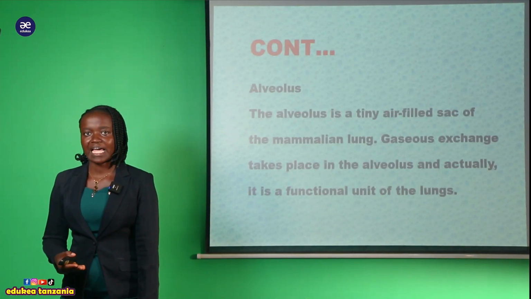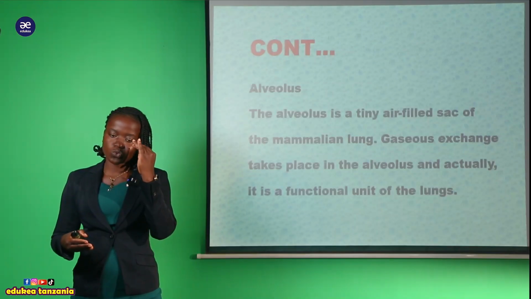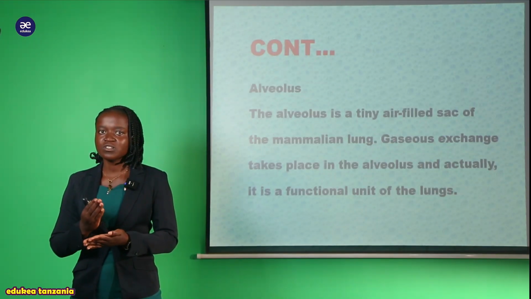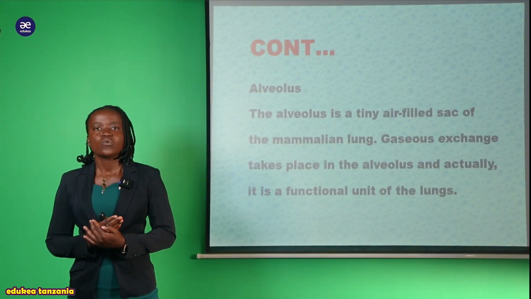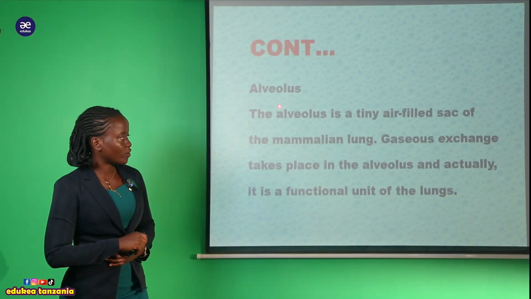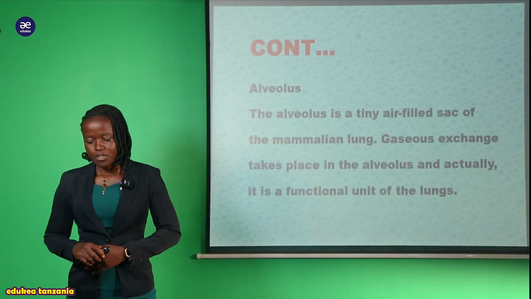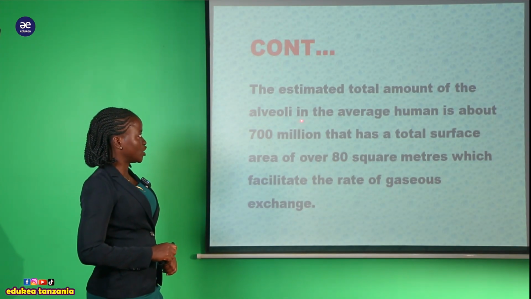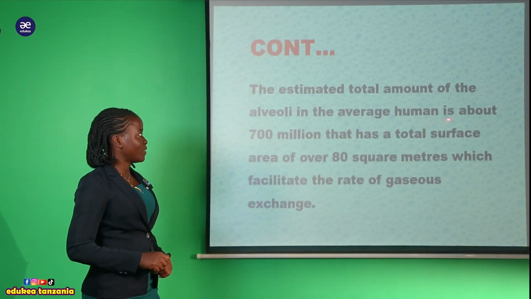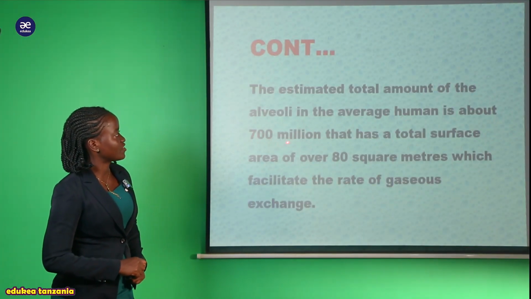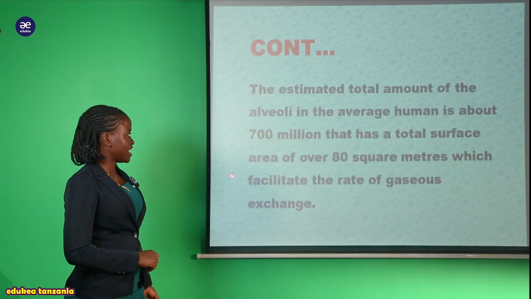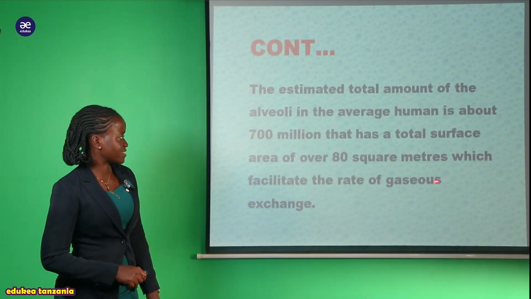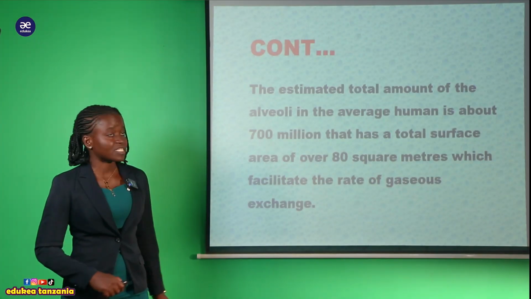Why is it the functional unit of the lungs? It is due to the fact that all processes of the gaseous exchange take place within this small structure or this thin structure, which is called the alveolus. So also we can say that the estimated total number of alveoli in the average human is about 700 million. That has a total surface area of about 80 square meters, which facilitates the rate of the gaseous exchange.